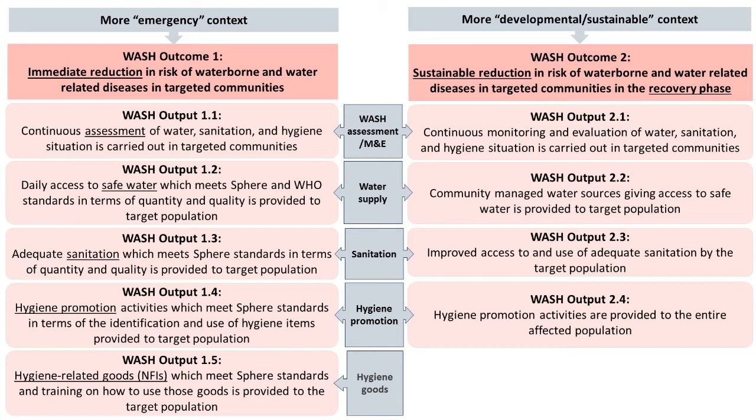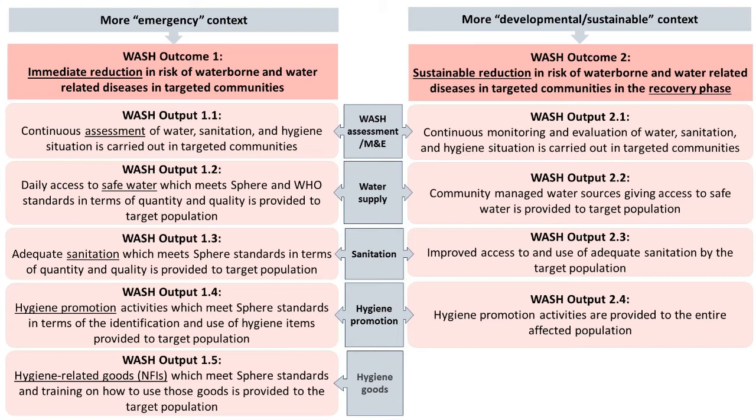Under WASH Outcome 1, there are 5 outputs, each with a specific focus area. Output 1.1 relates to assessment of WASH situation, 1.2 to the provision of safe water, 1.3 to the provision of sanitation facilities, 1.4 to hygiene promotion activities, and lastly, output 1.5 relates to the provision of hygiene goods and training on how to use those goods.